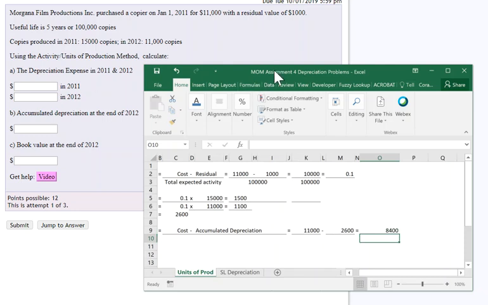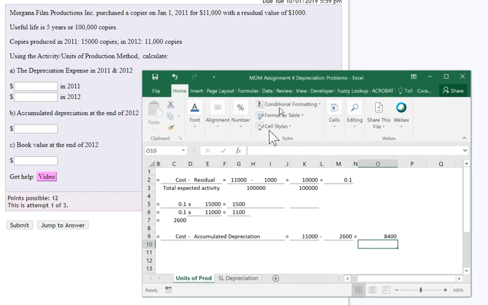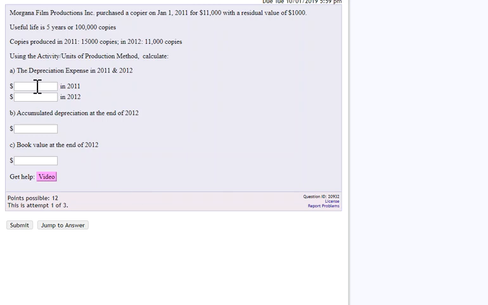So I need to plug all that in to my online homework. And let's see, the easiest thing to do is to move that because it doesn't like when I show it. So 1,500 in 2011, 1,100 in 2012. Accumulated depreciation, if I add those two numbers together, is 2,600. And so my ending book value, cost minus 2,600, should be $8,400.